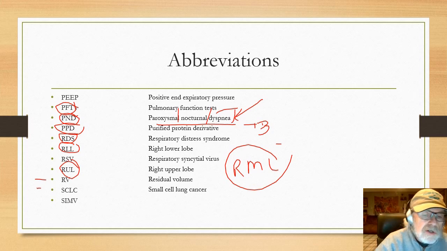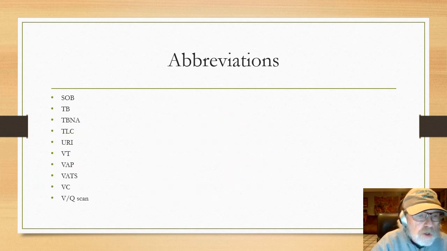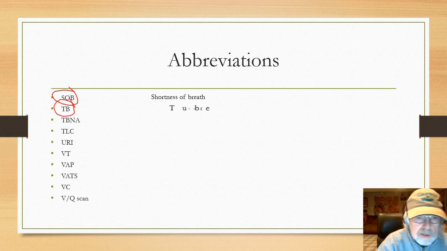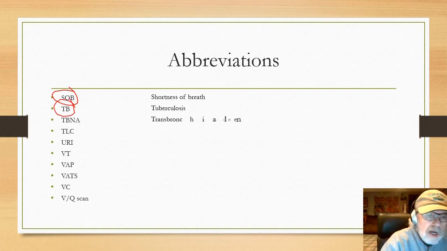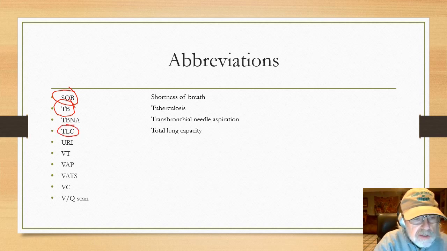SCLC, small cell lung cancer, again, the non-small and the small cell lung cancer that we talked about before. SIMV, synchronized intermittent mandatory ventilation, again, that's more of a respiratory therapy thing. SOB, shortness of breath, definitely know that one. That's a big one. Or your instructor, SOB. TB, we know TB, tuberculosis, not a problem. TBNA, transbronchial needle aspiration, I don't think I'd care too much about that. TLC, total lung capacity. You can give them a little TLC, but this is actually total lung capacity.